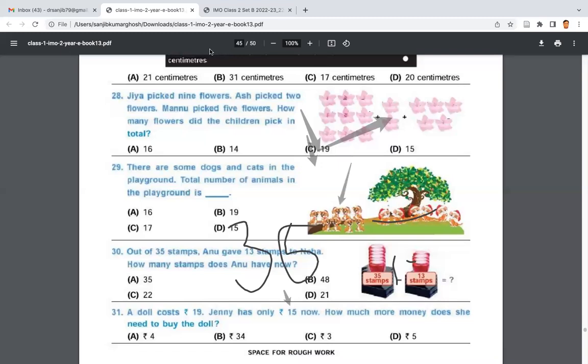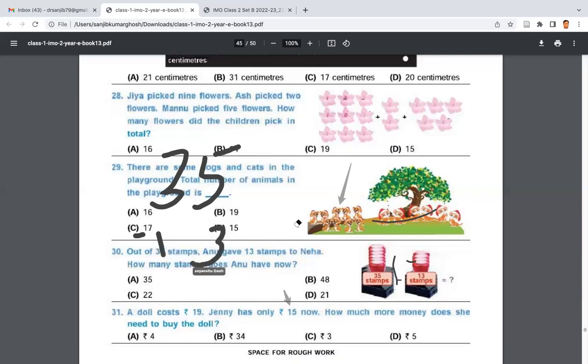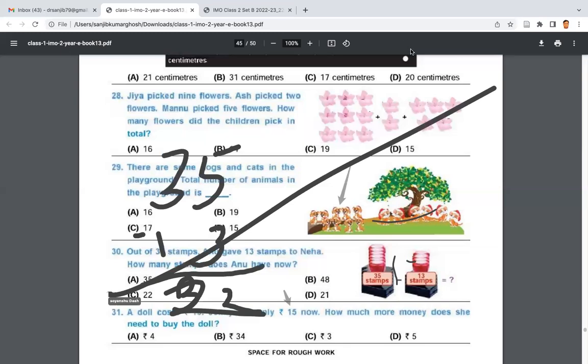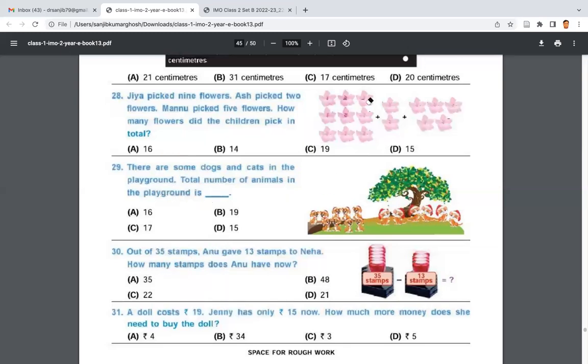Thirty-five minus how much, Beta? 35 minus 13. Excellent, very good, Beta. Super. Okay, now tell me number 31.